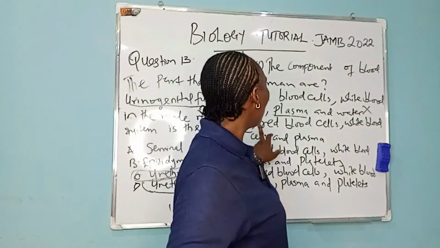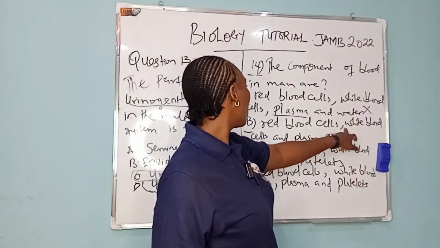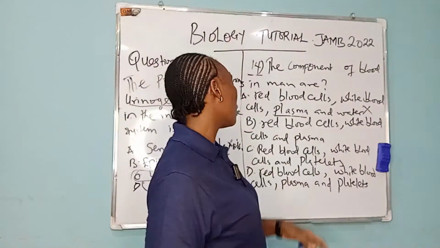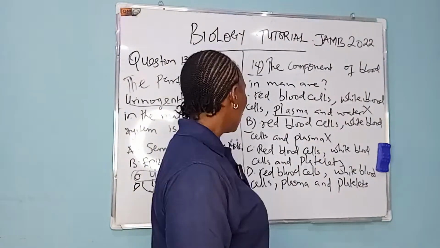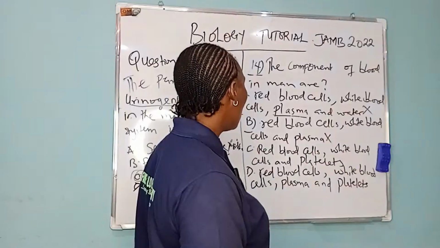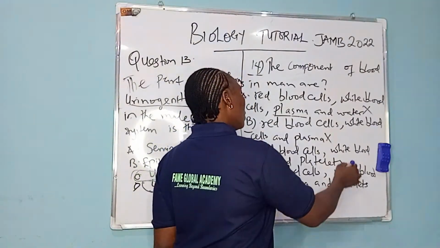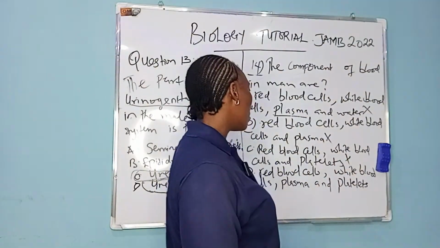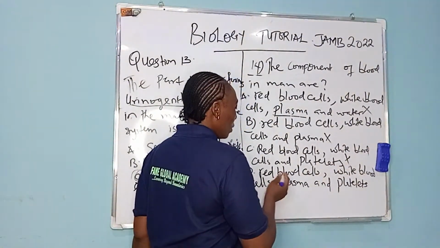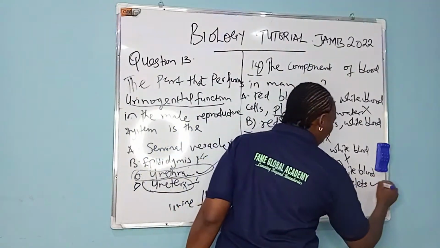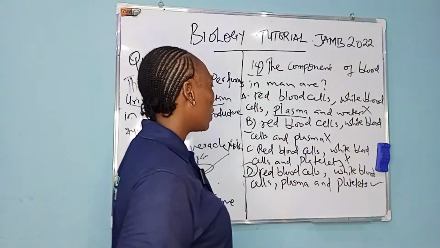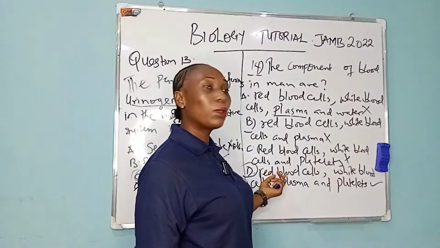Then B, we have red blood cells, white blood cells, and plasma. Again, one thing is missing. C, red blood cells, white blood cells, and platelets. This is also wrong. It just contains 3. Okay? The correct option here is D. Option D is the correct answer, which says red blood cells.